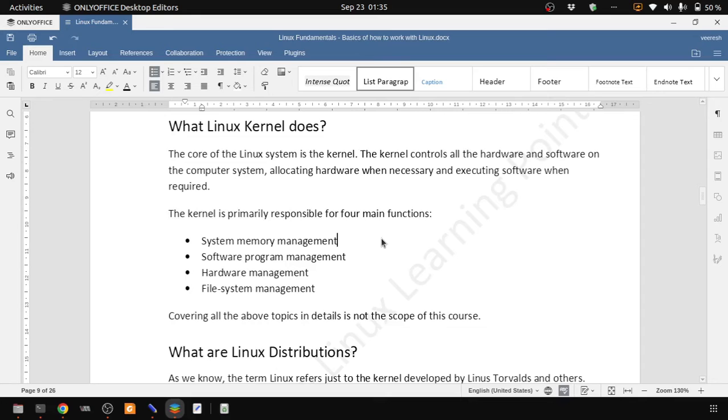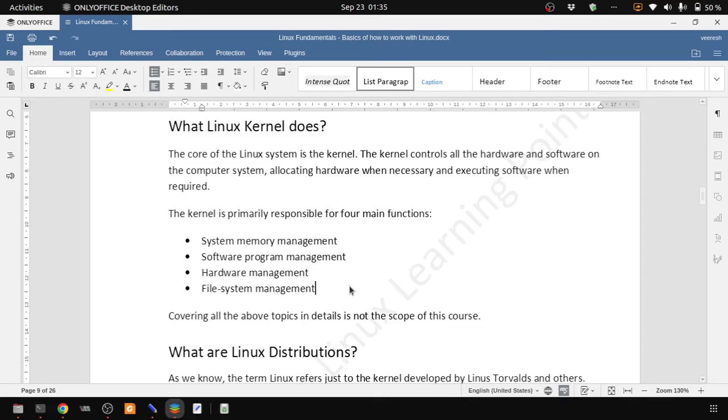So for example, if you attach a USB, it has to be detected, and the kernel has to determine what kind of device it is, whether it is a block device or a character device, whether it is a memory device, and things like that. So all of this management is done by the Linux kernel. And last but not least, there is file system management.